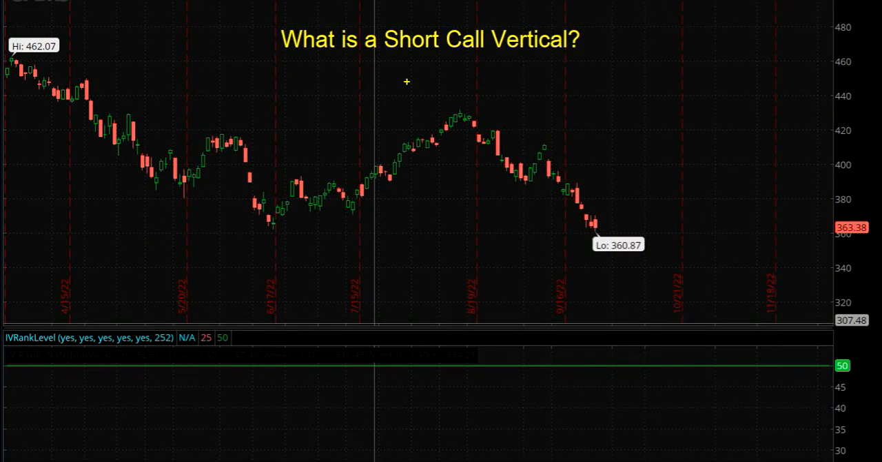Hello everybody! Today we're going to talk about a strategy called a short call vertical, what it is and how to set it up. So a short call vertical means we think the stock price is going to go down. In this case you can see the stock price has been going down for a couple of months. So for trend traders we might just assume the stock price is going to continue down. And one way to do that would be to sell a call vertical.